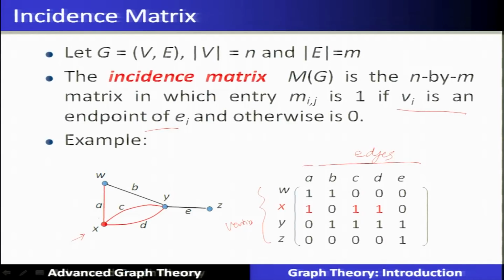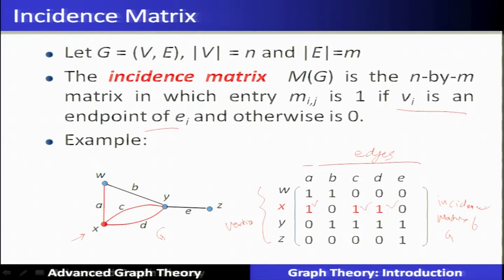You can see that a is incident on x, so it is 1, then c is incident on x, so it is also 1, and d is also incident on x, so it is 1. Such a representation is called the incidence matrix of this particular graph G.